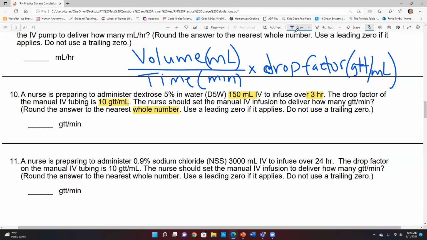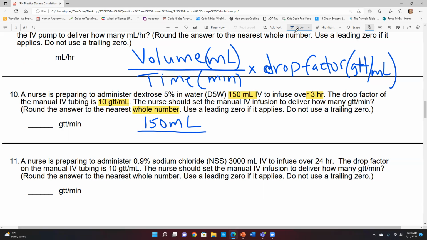So that's nothing that you ever have to figure out. Typical numbers for drop factor can be 10, 15, 20, 30, or 60. Those are the numbers that you'll typically see for drop factor. So let's go ahead and fill in our formula. So the volume is going to be 150 mLs. The time that's given to us is 3 hours.